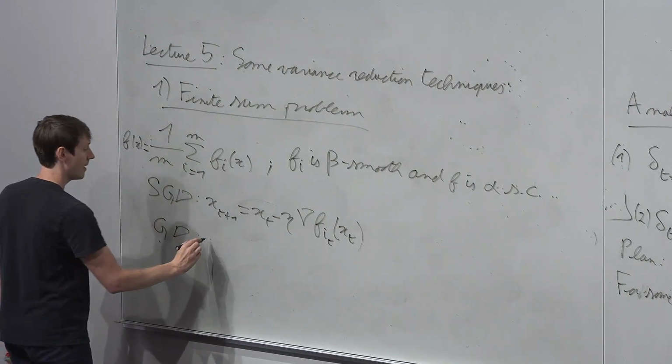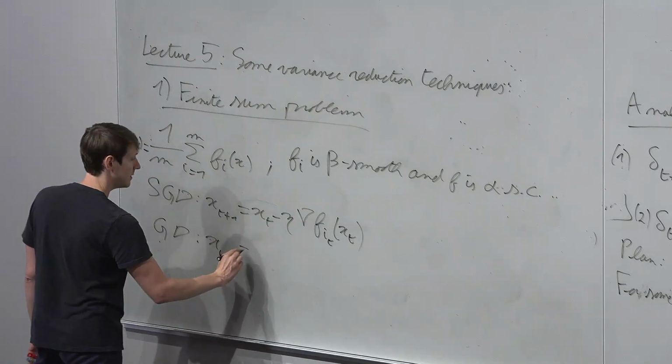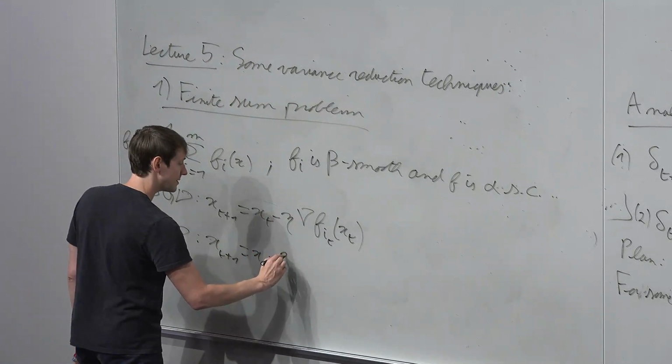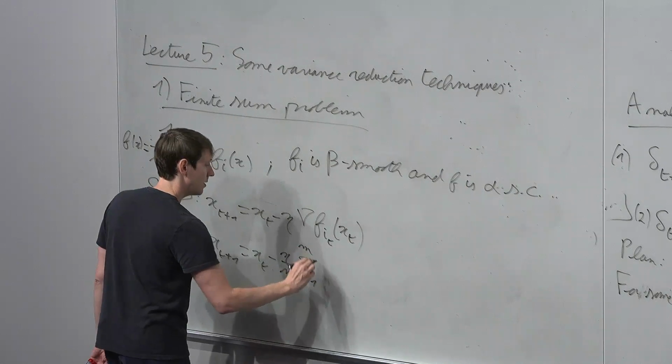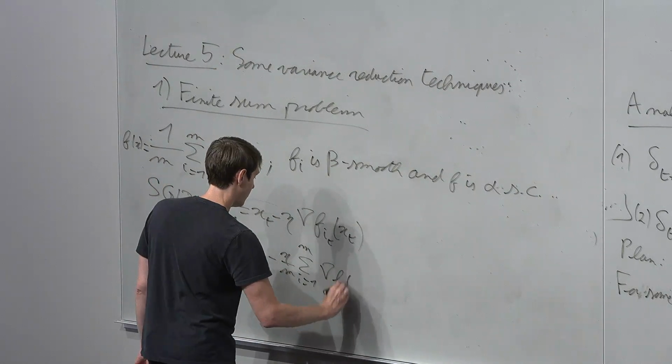Now gradient descent is x_{t+1} equal to x_t minus eta over m, the sum for i equals 1 to m of the gradient of f_i of x_t.